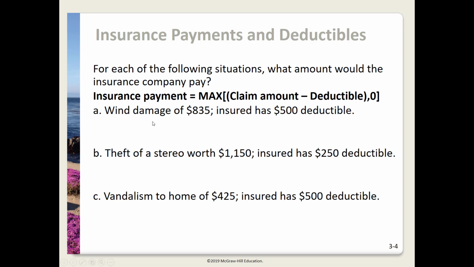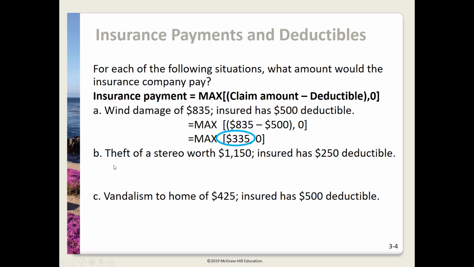So in part A, we have wind damage of $835 and the insured person has a $500 deductible. So we'll go ahead and take the claim amount of $835 minus the $500, which is our deductible, and then compare that against zero. So when I subtract these two numbers, I get $335 versus $0. And so whichever is the higher of the two, that's what the insurance payment will be. So in this case, the insurance will pay $335, meaning you are responsible for the $500 deductible.